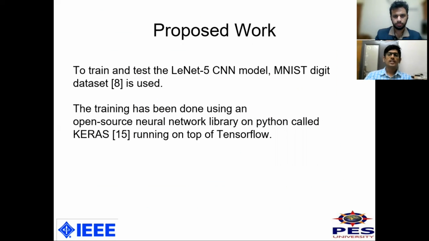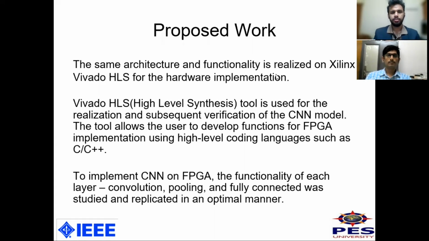To train and test the LeNet-5 CNN model, the MNIST digit dataset was used. The training was done using an open source neural network library in Python called Keras, which runs on top of TensorFlow. Once the model was implemented on the Keras platform, the weights obtained during training were transferred to Vivado HLS. Vivado HLS is software that enables the designer to focus on the algorithm and larger design problems rather than registers or cycle-to-cycle operations, and designs can be implemented using high-level languages such as C or C++.